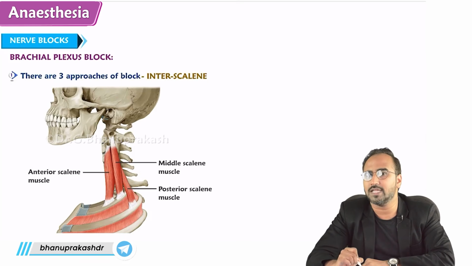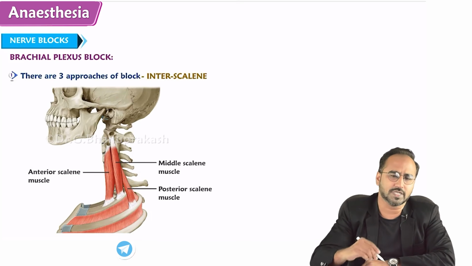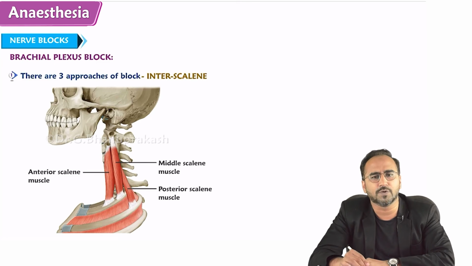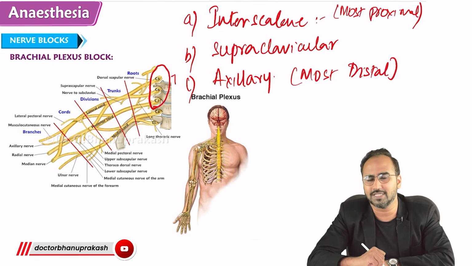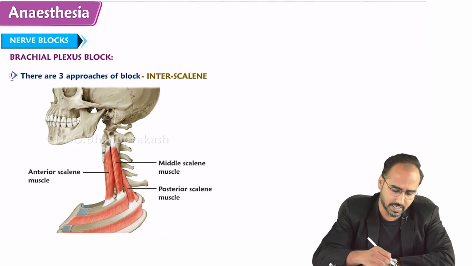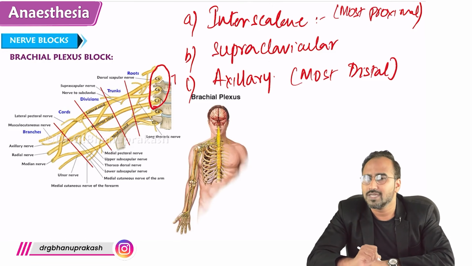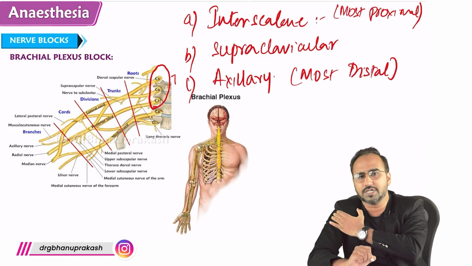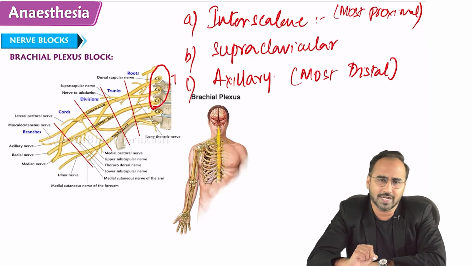As you go for the interscalene approach, you introduce the needle in between the scalene anterior and scalene medius. As it is the most proximal approach, it will only block the proximal roots of the brachial plexus. What proximal roots? The C5, C6 and C7. As it is only blocking the proximal roots, this approach is best used for proximal arm surgeries or for shoulder analgesia.